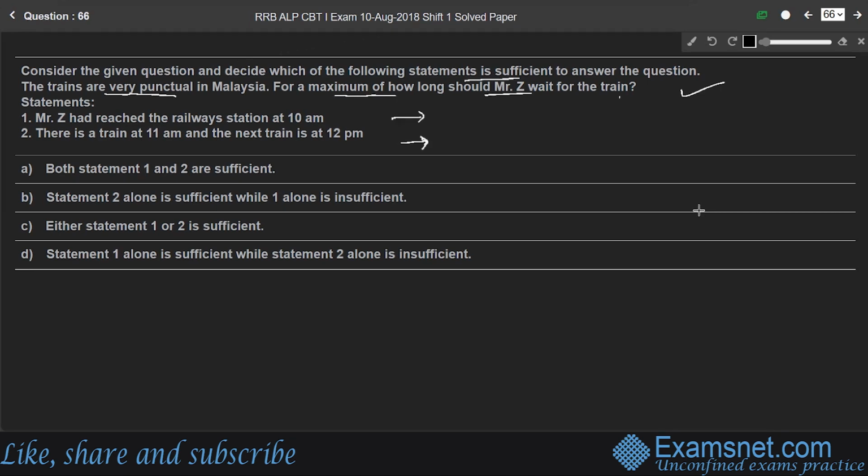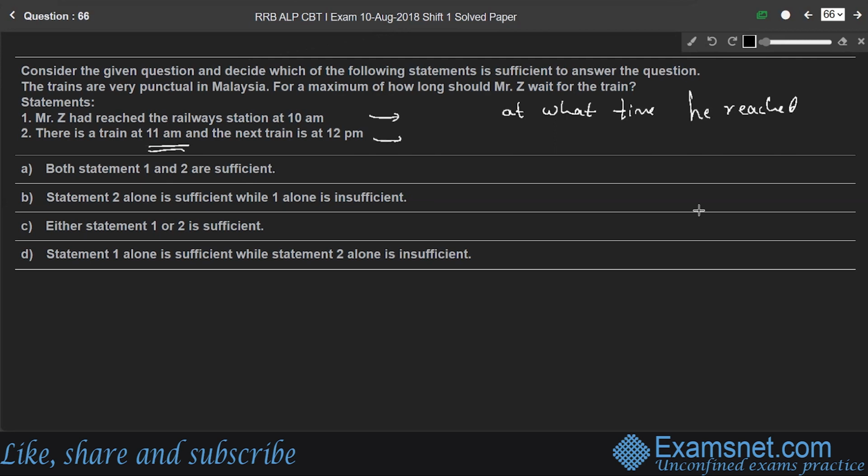Mr. Z had reached the railway station at 10 a.m. and there is a train at 11 a.m. and the next train is 12 p.m. The question is, for a maximum of how long should Mr. Z wait for the train? Both statements are required because they say at what time he reached the railway station and what the time for the next train is.